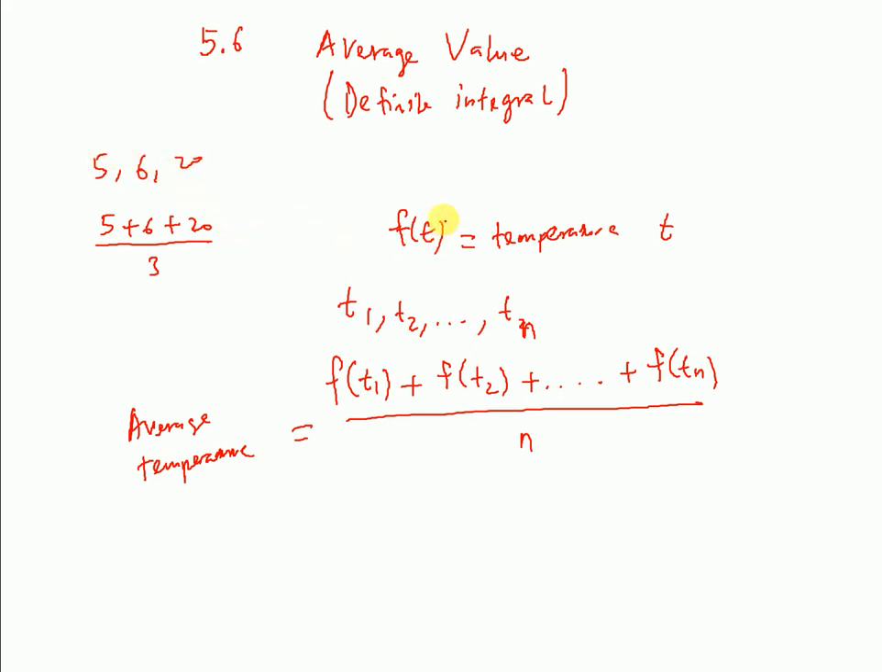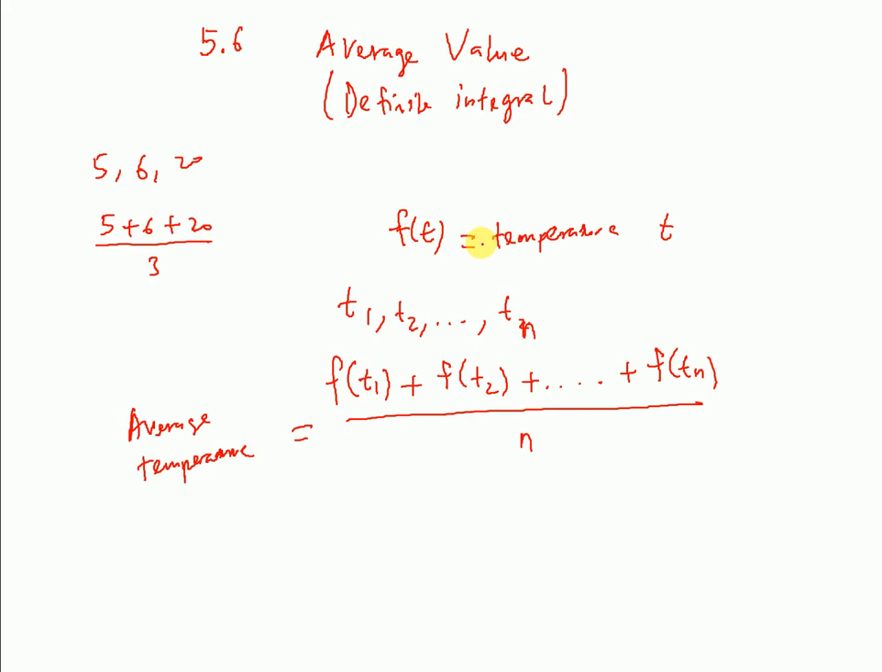What if now we have a function, and the function is changing or varying over time? In this case, f of t represents the temperature function of t, and of course it is not a constant or a single number where we can just add all the numbers together and divide by how many numbers we have. But this is the whole function. How do we find the average value or the average temperature in this case?